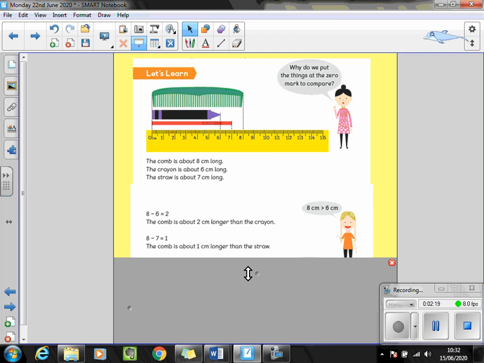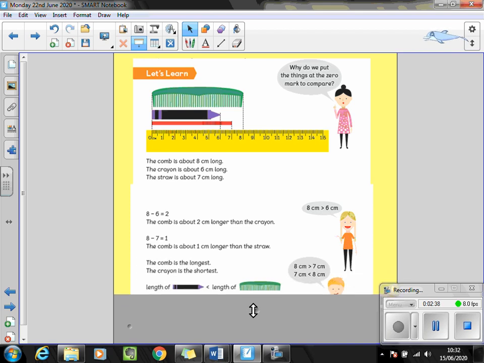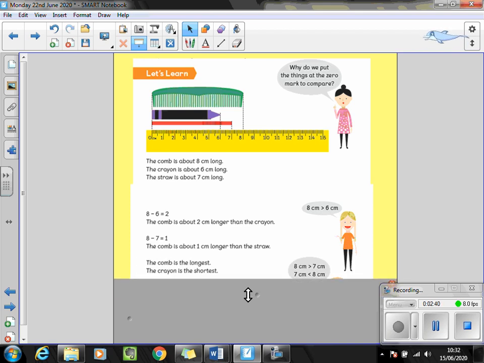We can also see that the comb is about 1 centimetre longer than the straw. Again, 8 centimetres is the length of the comb, minus the length of the straw, which is 7, leaves us with a 1 centimetre length difference. So we can say that the comb is the longest object and the crayon is the shortest object. Hopefully you got those answers too.